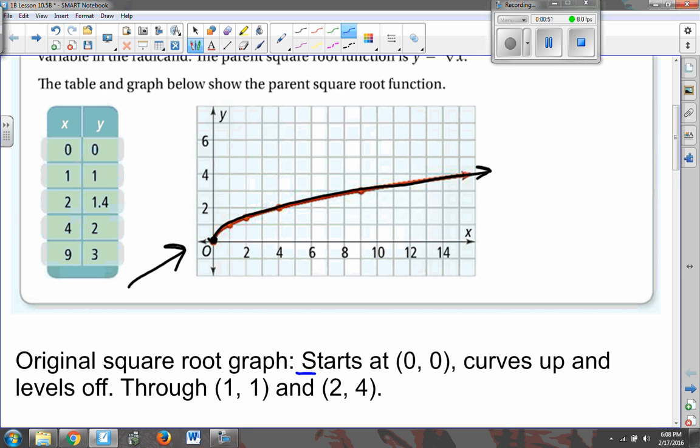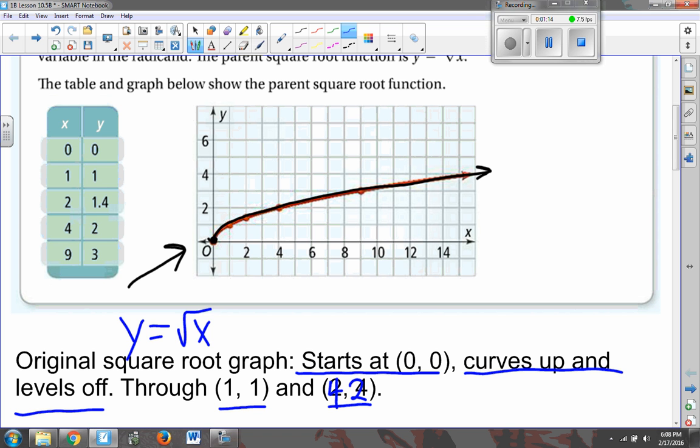First of all, it starts at 0, 0. That's the original square root of x. Original square root graph just means y equals square root of x. Starts at 0, 0, curves up and levels off. Also goes through 1, 1, and 4, 2. Excuse me, 4, 2, not 2, 4.